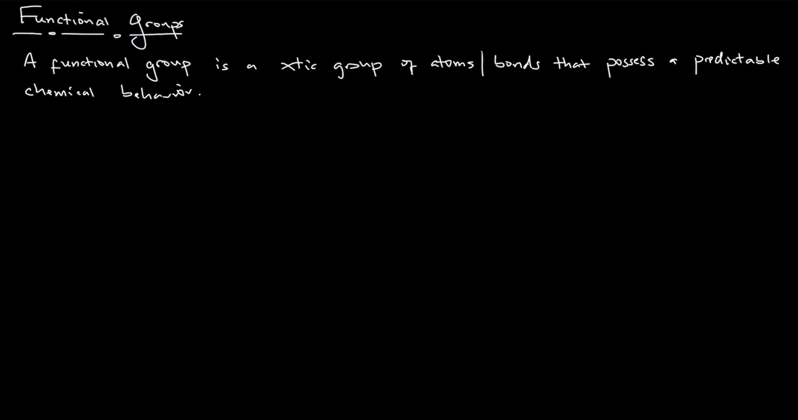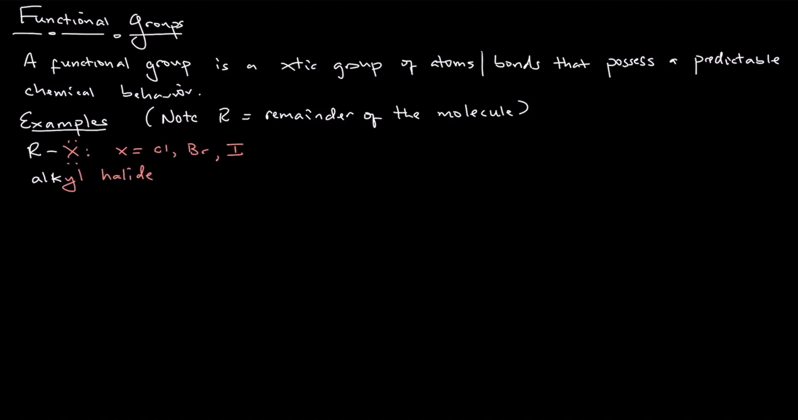Just to get a good sense of what they are at this very moment, we're going to go through some examples, and these examples are in your textbook. So I really encourage you to look more deeply into these in the textbook in chapter 2. Note that R, whenever I draw R here, is really just the remainder of the molecule. The first one I'm showing here are these RX groups, where X equals chlorine, bromine, or iodine. We call these your alkyl halides. Whenever you have a halide connected to a carbon, this is called an alkyl halide.